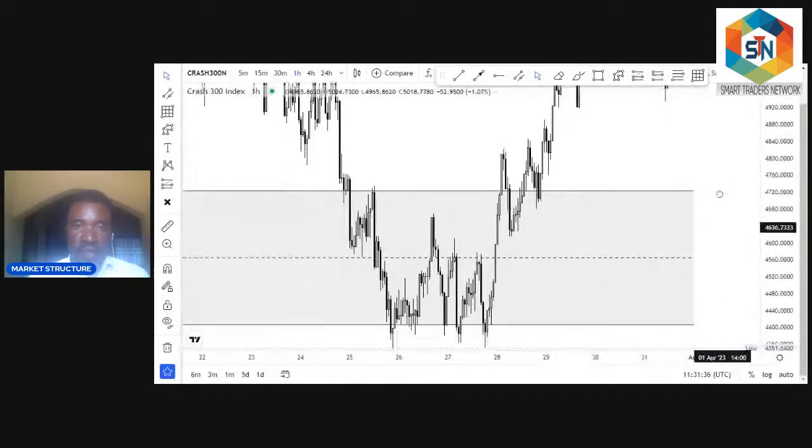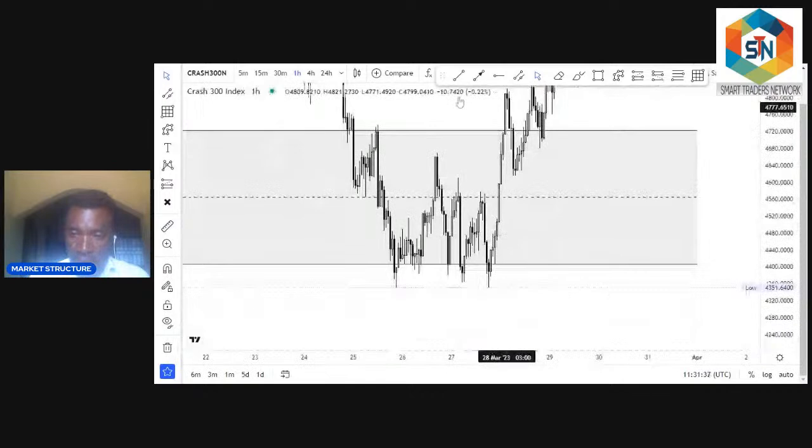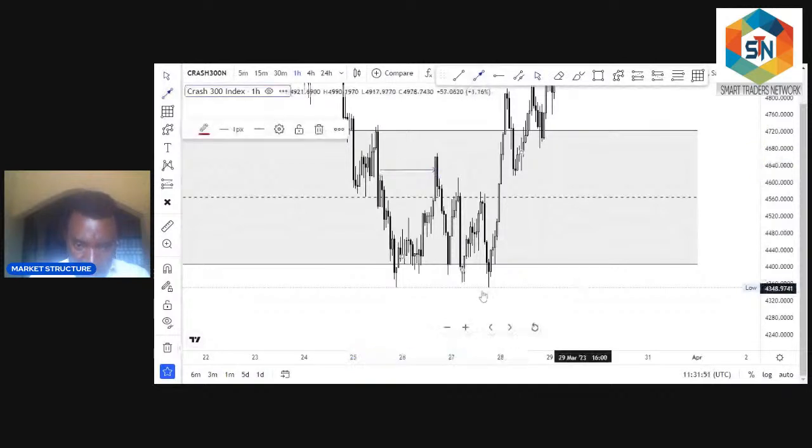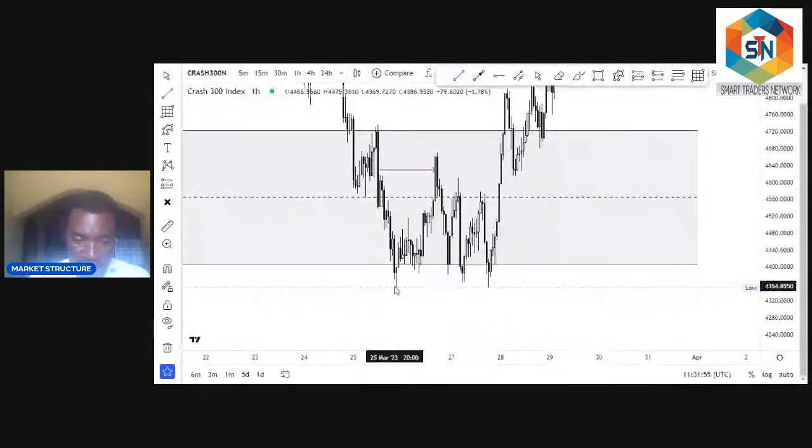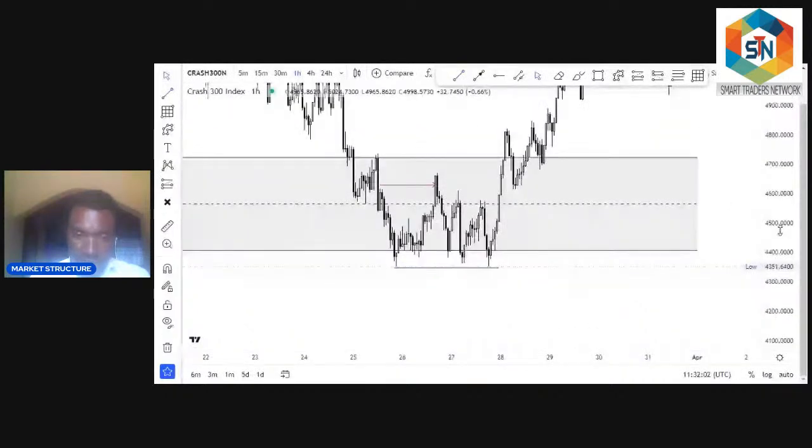Price came and gave us that beautiful play on the 1 hour. When price gave us that play, we were expecting that price should come back. When price gave us all of this break, it should come back. But when price came back, it gave us equal lows, a double bottom.